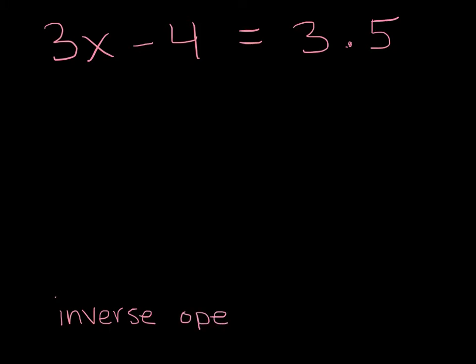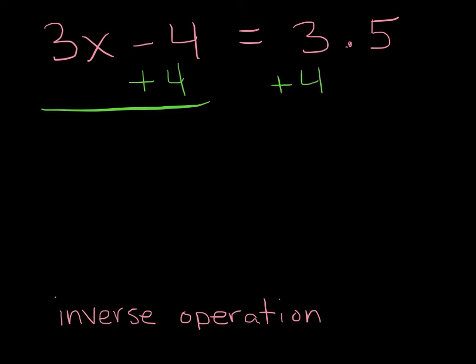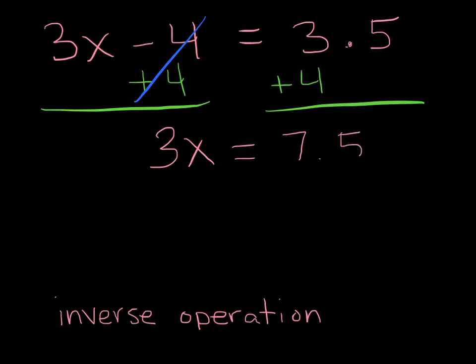And when you have more than one step, you're always going to start furthest away from the variable. So you're going to start with what is the furthest away from the variable. In this case, it's going to be minus 4. Now, the inverse of minus 4 is to add 4. And remember, whatever we do to one side of the equation, we have to do to both sides of the equation. Minus 4 plus 4 is going to cancel, leaving me with 3x equals 3.5 plus 4 is 7.5.